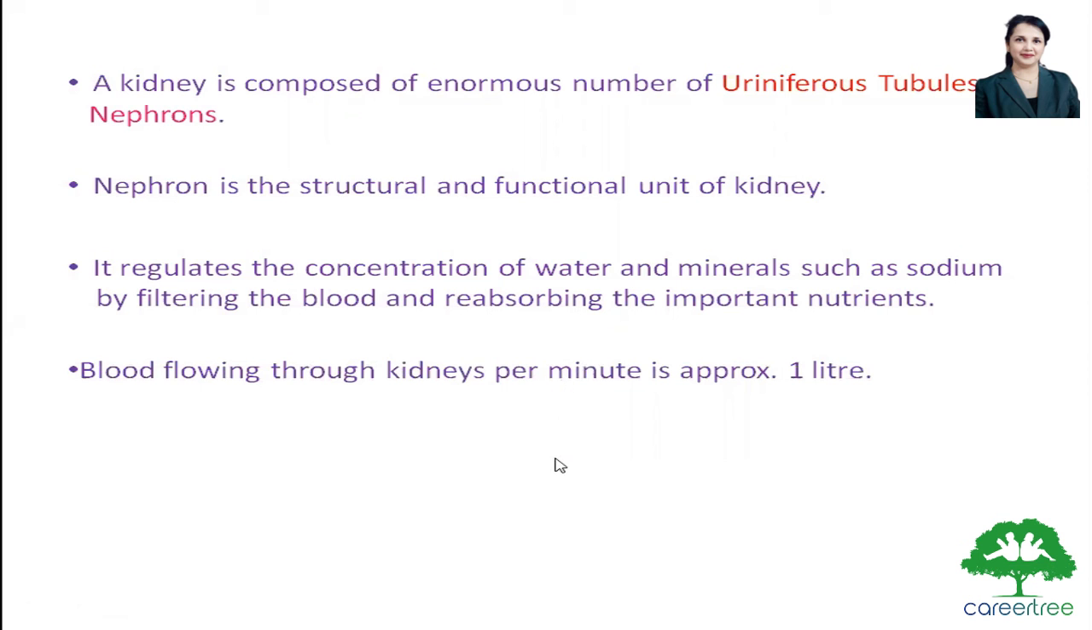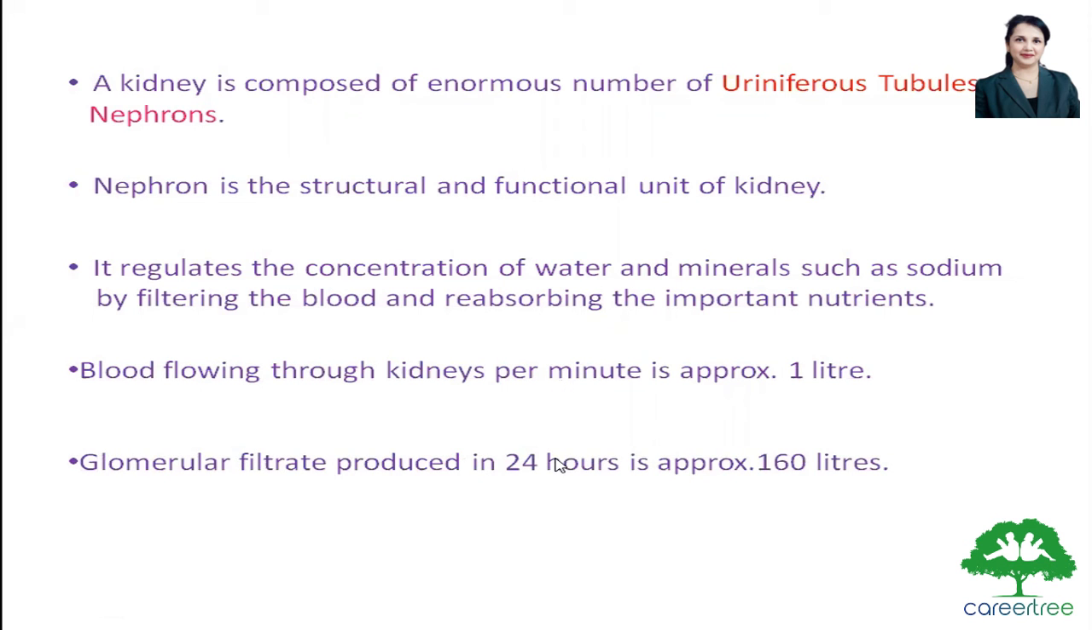Blood flowing through the kidneys per minute is approximately 1 liter. Glomerular filtrate produced in 24 hours is approximately 160 liters.